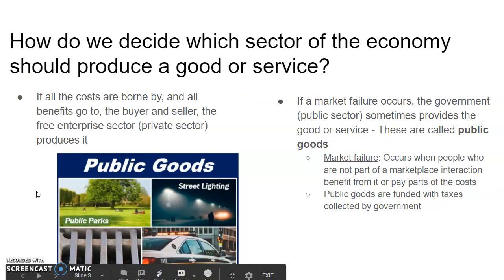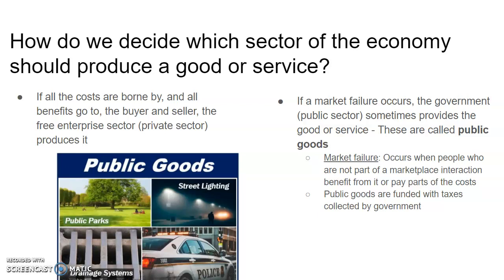How do we decide which sector of the economy should produce a good or service? If all the costs are borne by and all benefits go to the buyer and seller, the free enterprise sector or the private sector produces it. But if you have a market failure, the government or the public sector sometimes provides the good or service, and these are called public goods. A public good is technically a market failure, and when we think about the word failure, we think about problematic. Not all market failures are a problem, but the government does have to figure out a way to resolve that issue to make our economy run more efficiently.